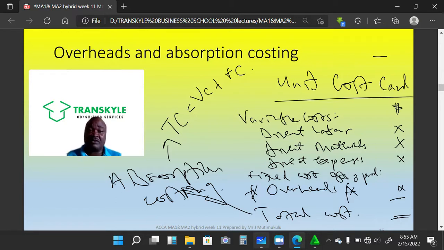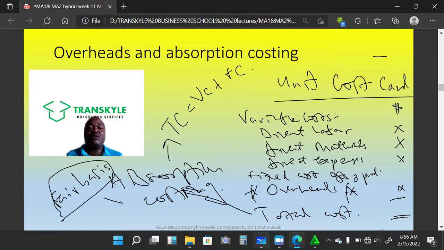It's just a method of sharing, because we have to have a systematic way of doing things. It's not a matter of just sharing things, but in a systematic way, that is, on a fair basis. The basis should be fair.